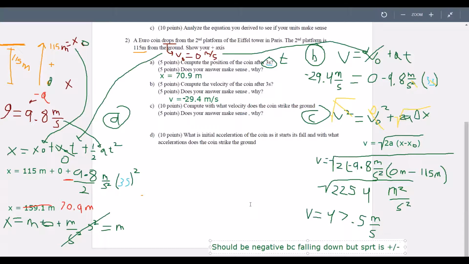So we got a positive velocity, which it should be negative because it's falling downwards. But then you have to remember that the square root actually has a little plus or minus sign in front of it. So it can go either plus or minus. So you're just like, okay, yeah, it's supposed to be negative. I'm going to put negative there. And then the units check out.